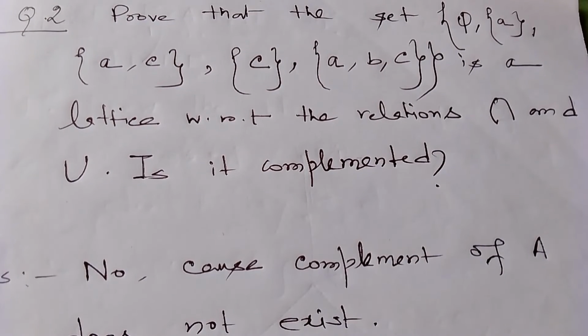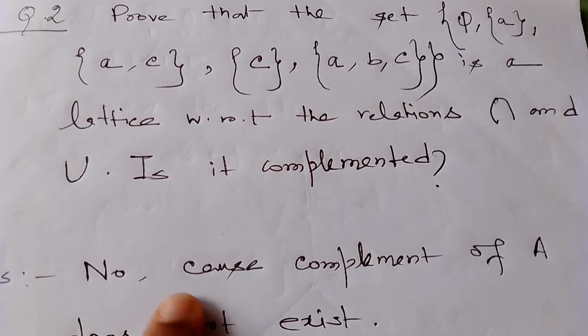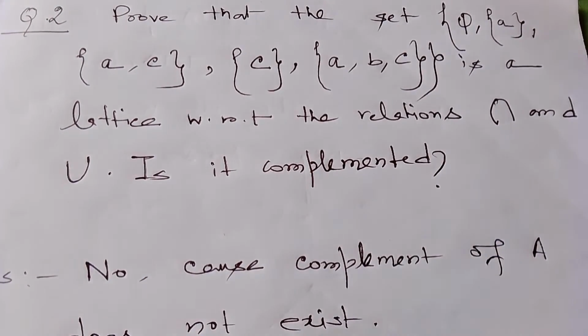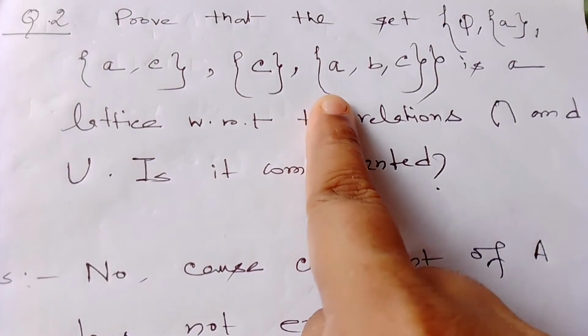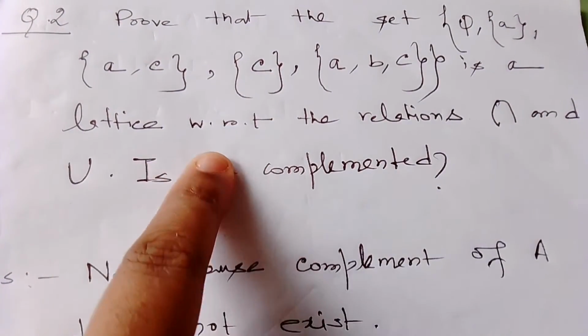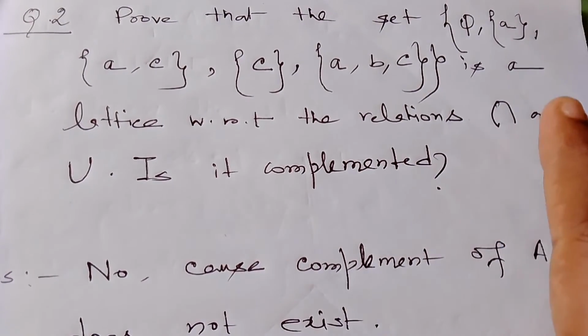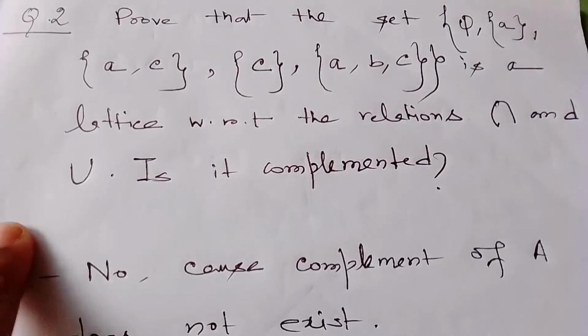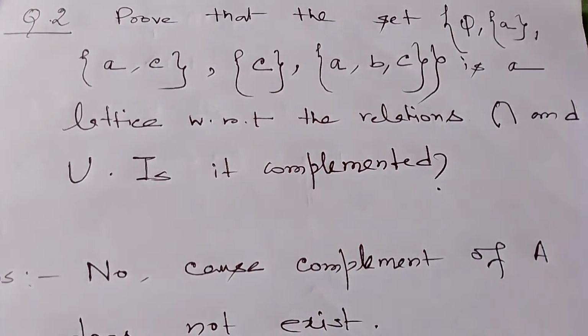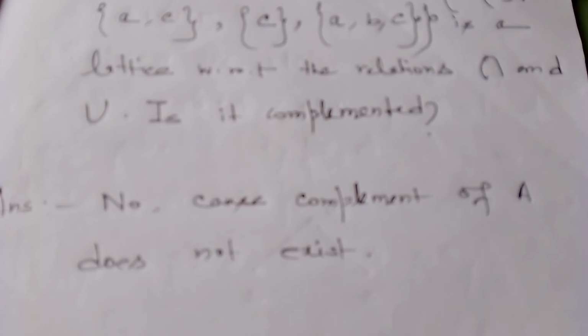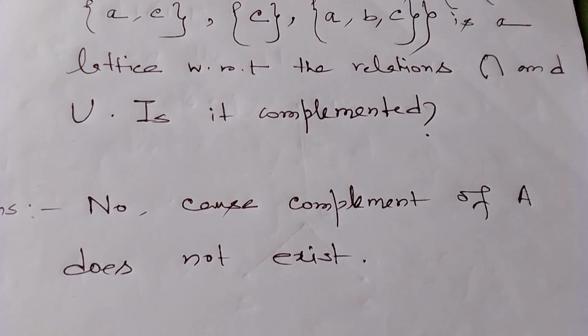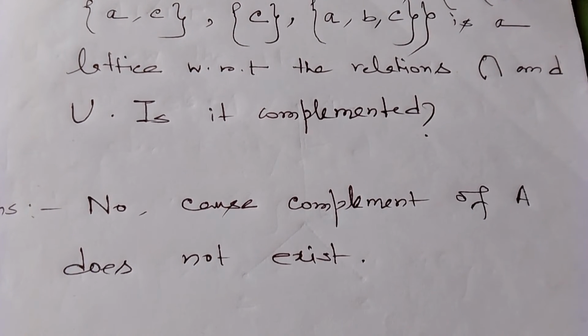And another important question from complemented lattice, and that is: prove that the set {phi, A, AC, ABC} is a lattice with respect to the relation, intersection and union. Is it complemented? No, because the complement of A does not exist. That is why this lattice is not a complemented lattice.